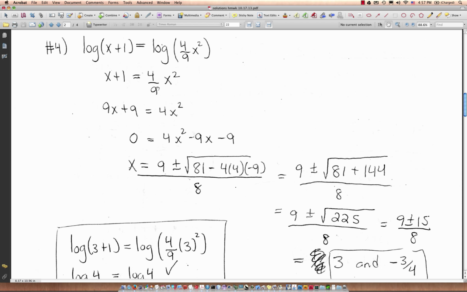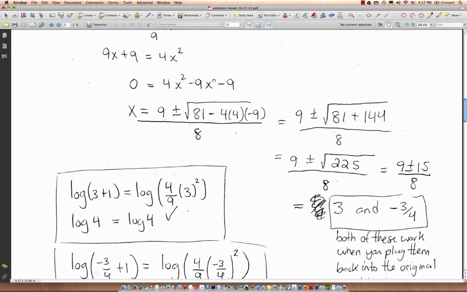Number 4, solve the equation log of x plus 1 equals log of 4/9 x squared. Well, since the logarithms match in the base on both sides, we can drop the logarithms. So this gives us x plus 1 equals 4/9 x squared. Now to make our life easy, what we do is we multiply everything through by the number 9. So 9x plus 9 equals 4x squared. Subtract these two to the other side, and we have 0 equals 4x squared minus 9x minus 9. And now we can use the quadratic formula.